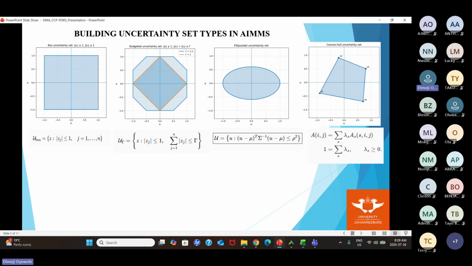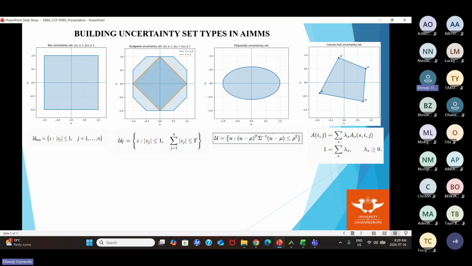Okay, so here I'm going to write so that we can understand clearly what I'm talking about. So here it is about building uncertainty set types in AIMMS or in robust optimization. There are different uncertainty types that exist in robust optimization. There are a lot of them, but these are just the basics of these uncertainty set types. And this is what determines the behavior of the uncertainty that you're dealing with.